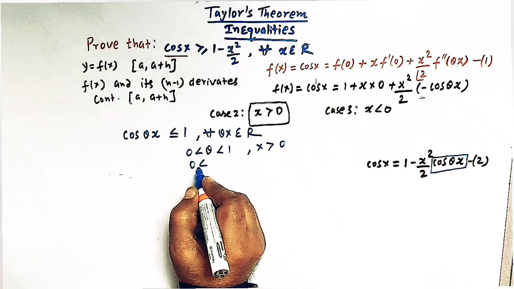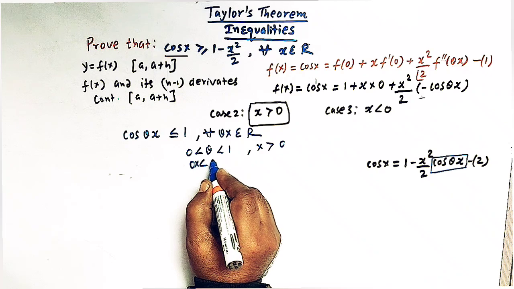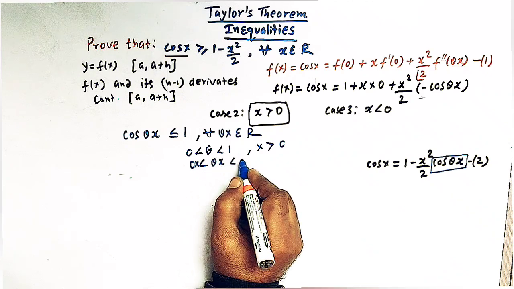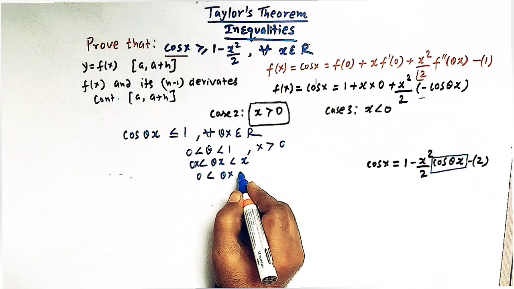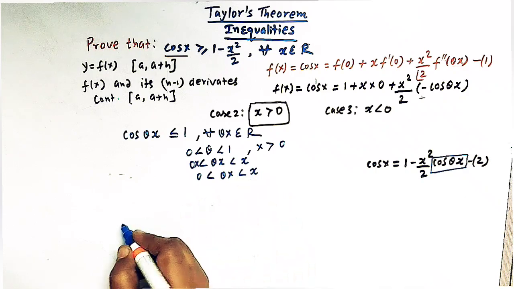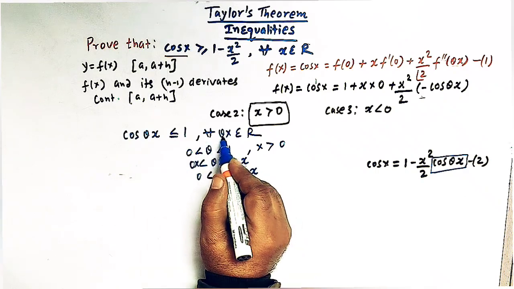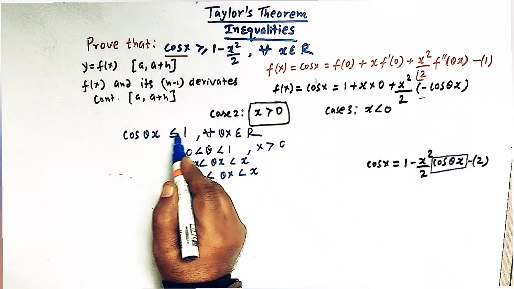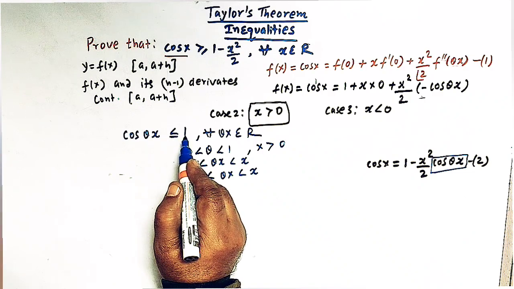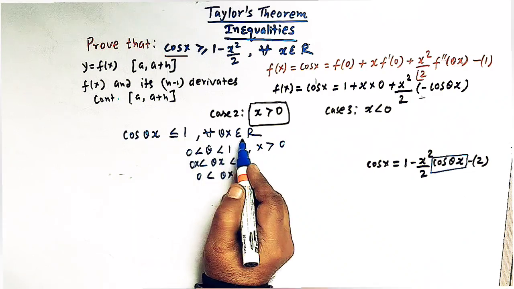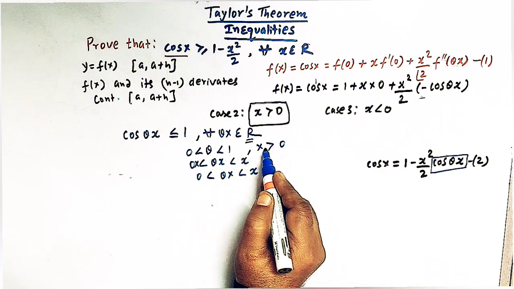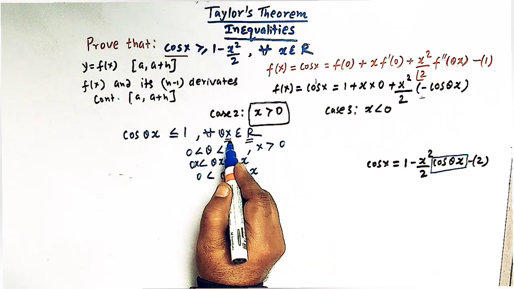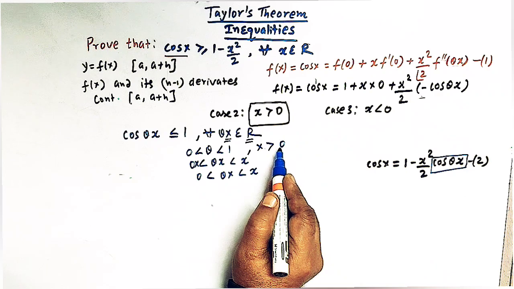So we have here 0 times x, here we have theta x, and here we have x. So we have here 0 and theta x, and here we have x, right? So cos of theta x is less than or equal to 1 for theta x belonging to the set of real numbers, when x is greater than 0. So remember, here x is greater than 0.